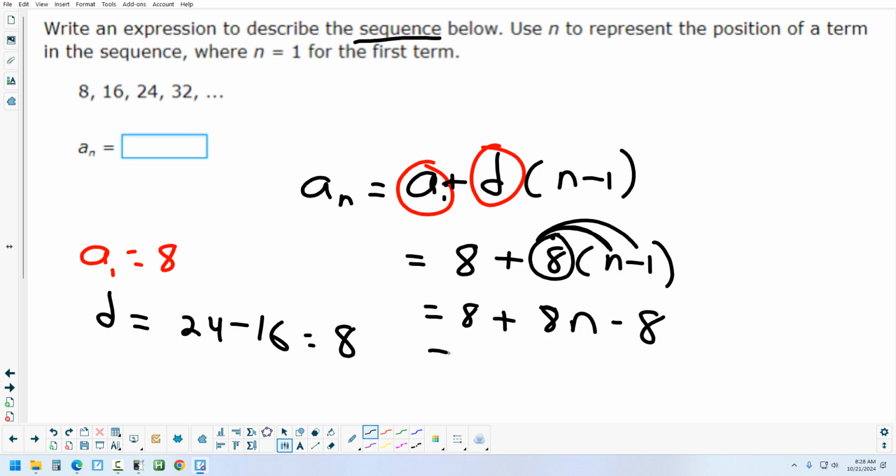And then when you combine like terms here, you have +8, take away 8. In this case, those disappear. And what's the only thing that I'm left with? Nope, I'm not left with 8. I'm left with 8n. Yep. So when you write your answer in that box, completely simplified, that's what they would want. 8n.